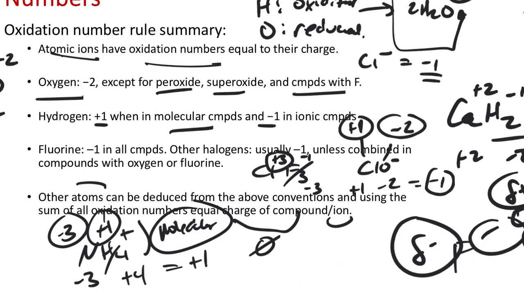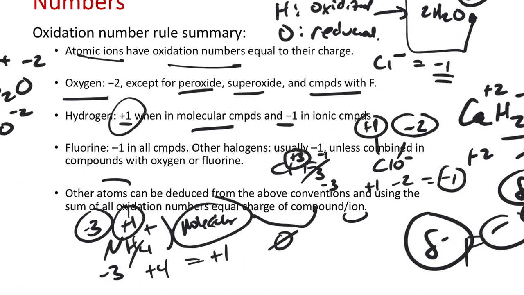It's a molecular cation. The bonding within the molecule is molecular. So the bonding between H and N is molecular covalent shared electron bonding. So we're using that molecular rule for hydrogen going +1 in molecular compounds. So the rules are relatively straightforward, but very nuanced when we start applying them to various examples.